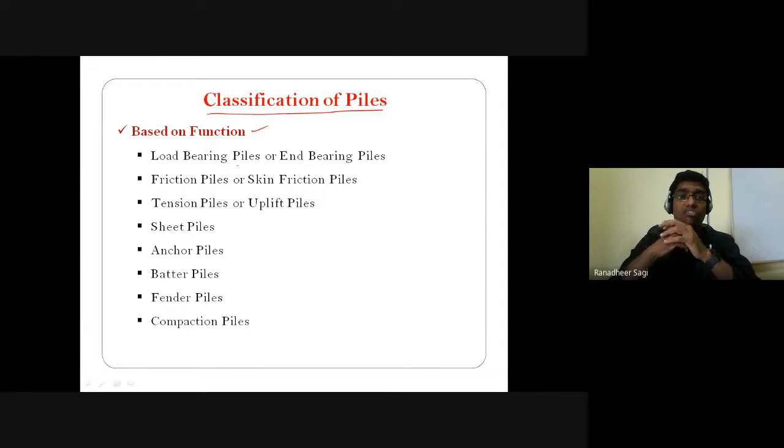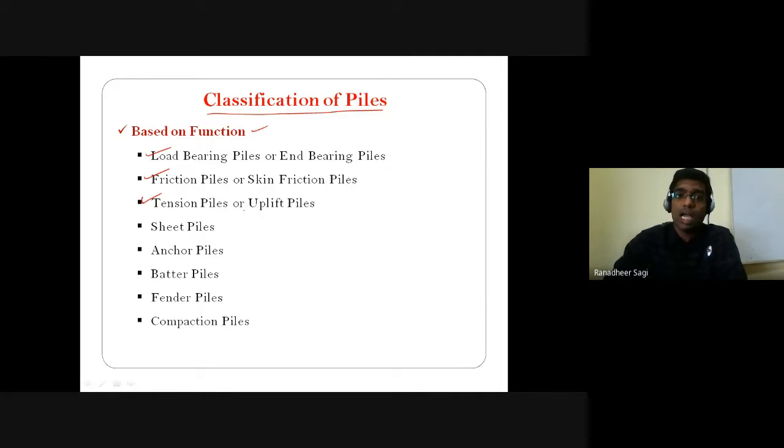Depending on that, based on the functionality of that particular pile, we classify piles as load bearing piles, or otherwise end bearing piles, frictional piles, and sometimes we also use the notation skin friction piles, because skin friction, in the sense of the surface of that particular pile, means resistance will be developed along the surface of that pile to carry the superstructural load.